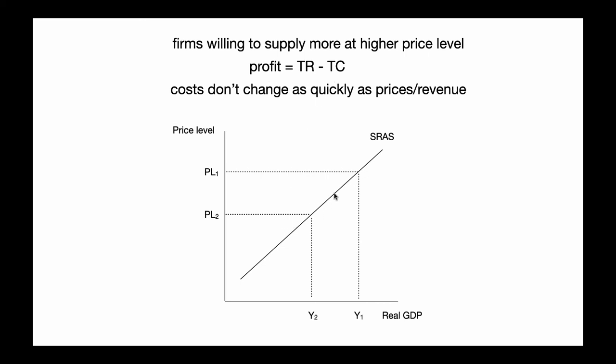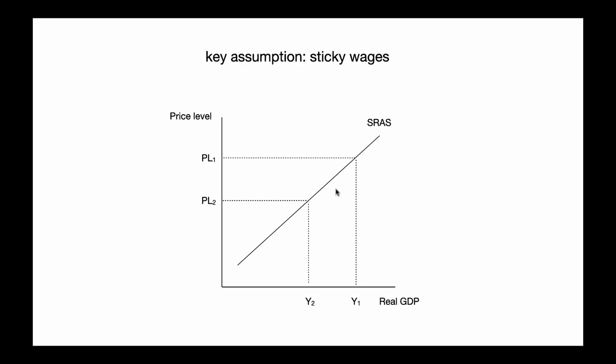Revenues are going up, costs are staying the same, or at least not rising as quickly. Firms are going to be more profitable. And the major cost that we're usually going to be thinking about is the wage cost. So this is really the key assumption of this entire model, that wages are sticky. In other words, wages don't adjust as quickly as other things, as the price level in this case.